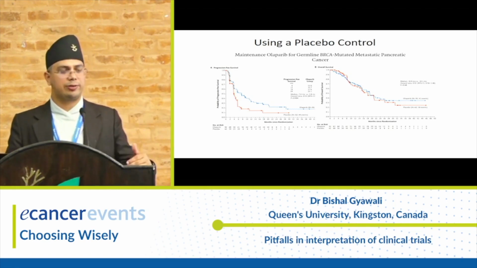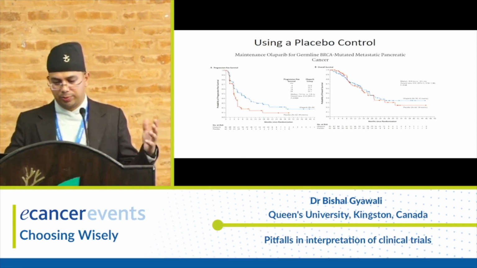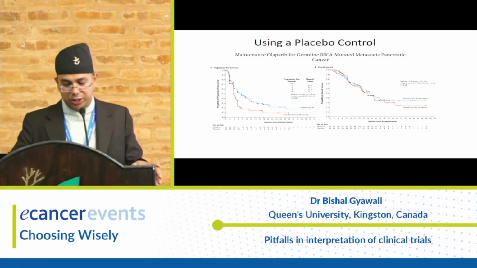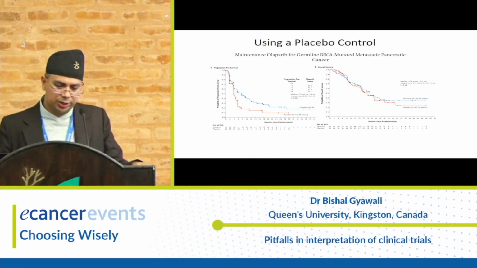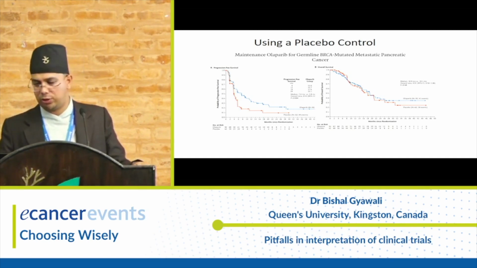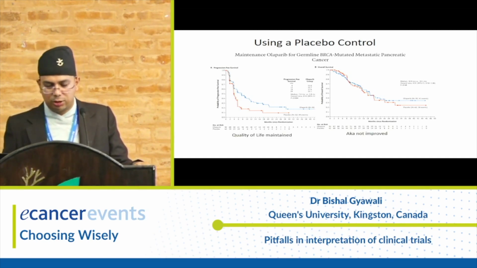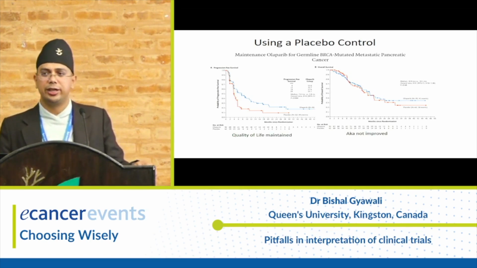We give them an active agent. So yeah, they used placebo, which was unethical, and no surprise, there was a difference in PFS, but no difference in overall survival. And then they said the quality of life was maintained. This is a fancy way of saying quality of life was not improved, right?